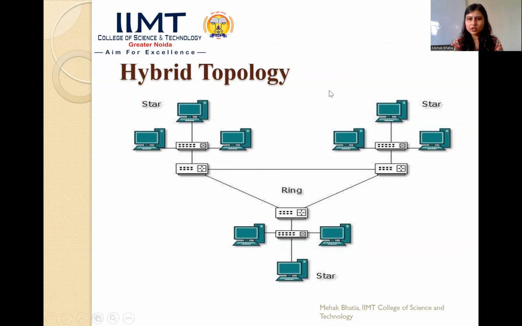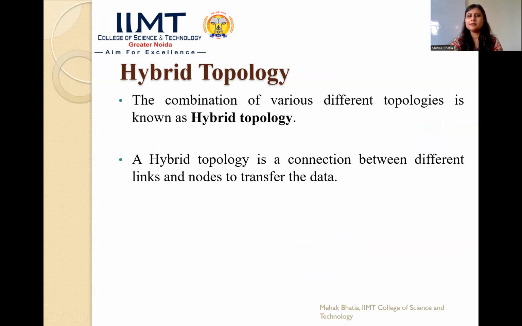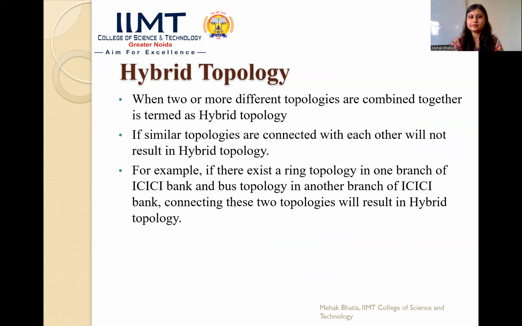Here in the diagram, two star topologies are connected with a ring topology network. So it becomes a hybrid topology. So the combination of various different topologies is known as a hybrid topology. A hybrid topology is a connection between different links and nodes to transfer the data. When two or more network topologies are combined together, it forms a hybrid topology.